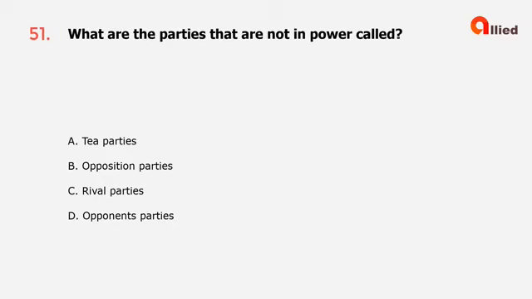Question 51. What are the parties that are not in power called? A. Tea parties. B. Opposition parties. C. Rival parties. D. Opponents parties.